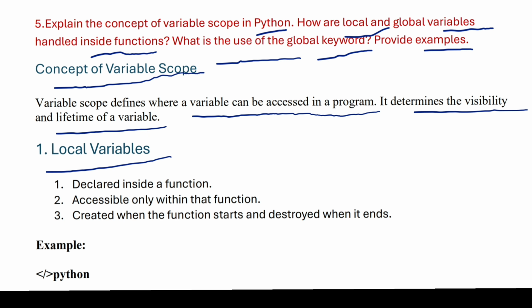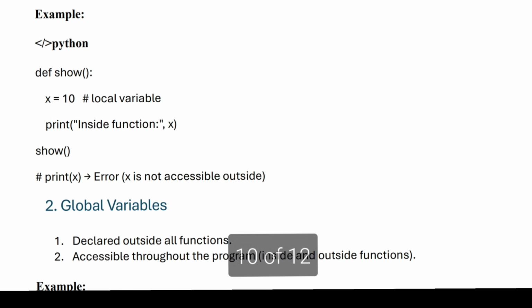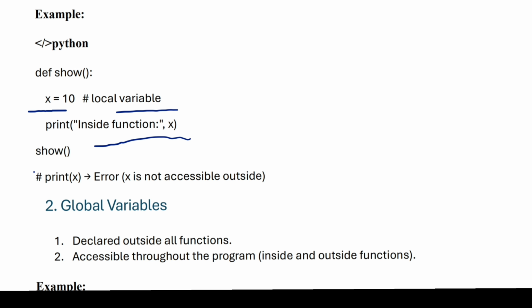A local variable is declared inside a function and accessed only within that function. It is created when the function starts and destroyed when it ends. We'll see the program. For example, in the first Python program, x = 10 is a local variable, printed inside the function show. The final print outside gives an error, as it cannot be accessed outside. It is created on entry and removed afterwards.